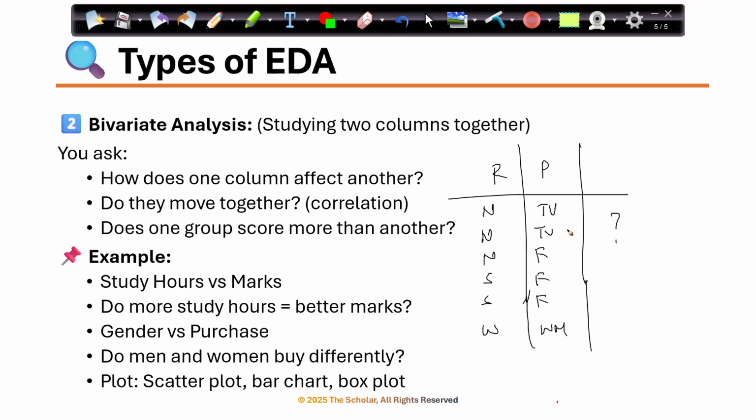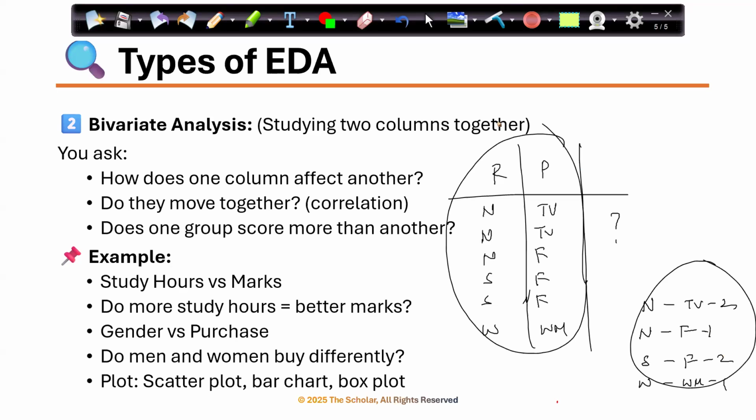Now, what information can I get? The information which I can get is, in north region, 2 TV sold. In north region, 1 fridge sold. In south region, 2 fridge sold. And in the west region, 1 washing machine sold. This is the information I can get from these two columns, right? And I'm only using two columns. That is why it is a bivariate analysis. So how does one column affect another, right? That is what I can see from here.